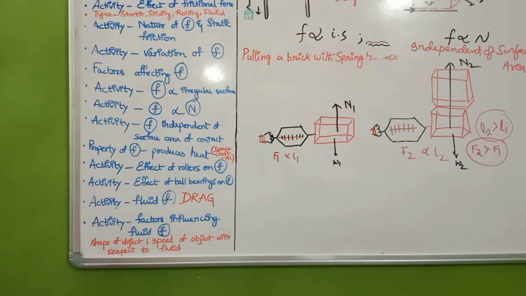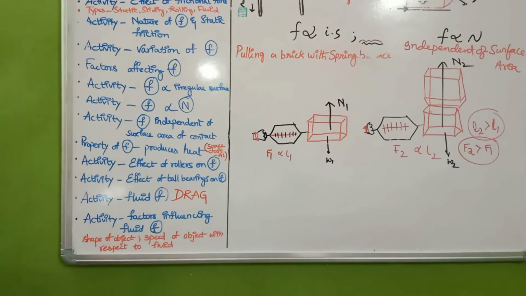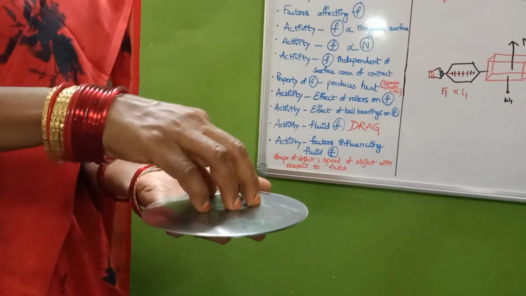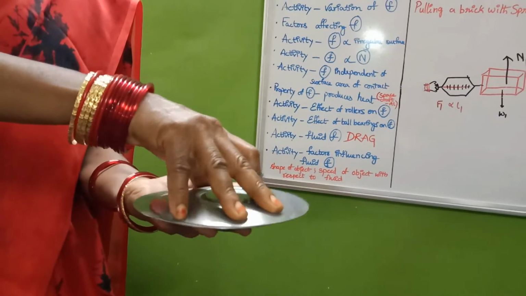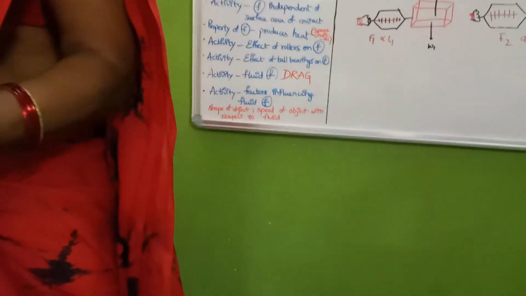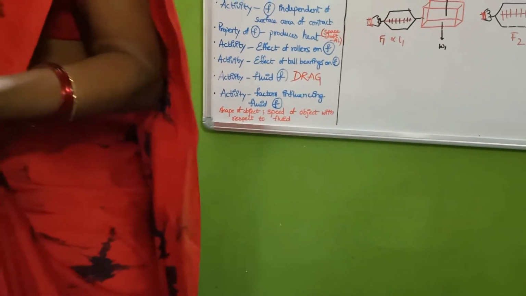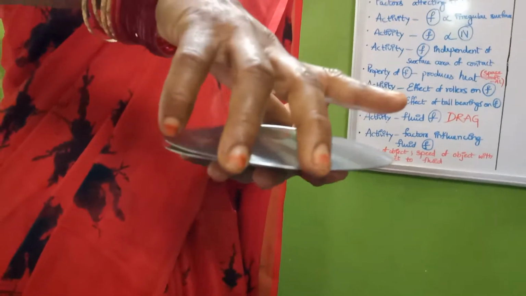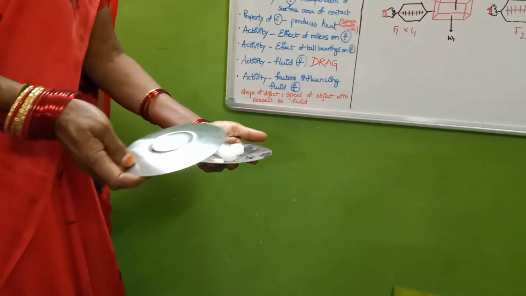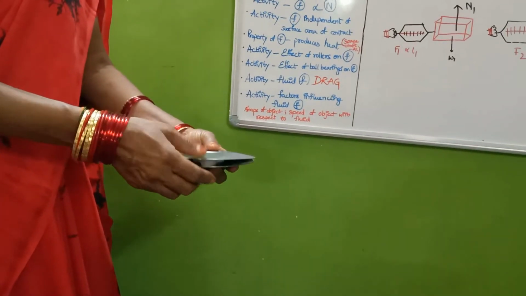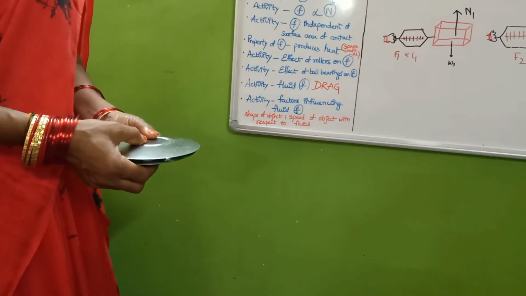For this, let us take two lids. These are the two lids. It is difficult for me to rotate. But if I keep some marbles, then it is easy for me to rotate. The same principle is used in ball bearings in machinery to reduce the wear and tear of the machines.